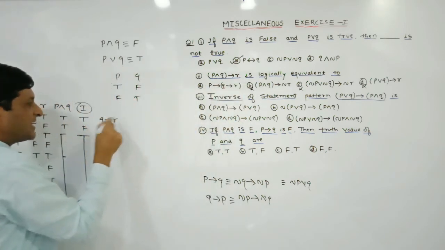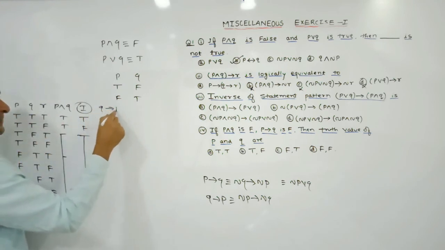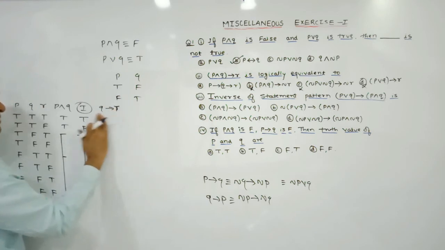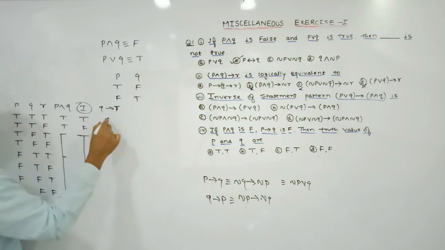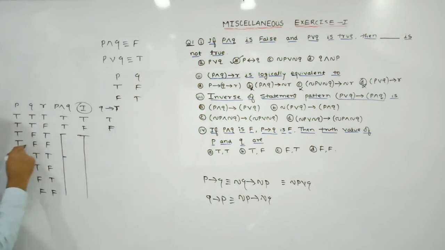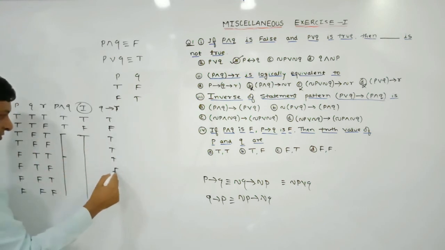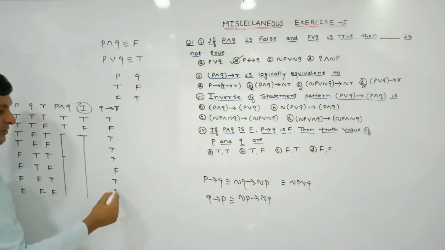So Q implies R means we have to connect these two statements by implication. Let us check where TF appears. If TF appears, only at that time the implication is false. Here true is there, so true. Here TF appears, so the implication is false. TF does not appear in these three cases, so true. Again TF appears, so false. Here TF does not appear, so true.